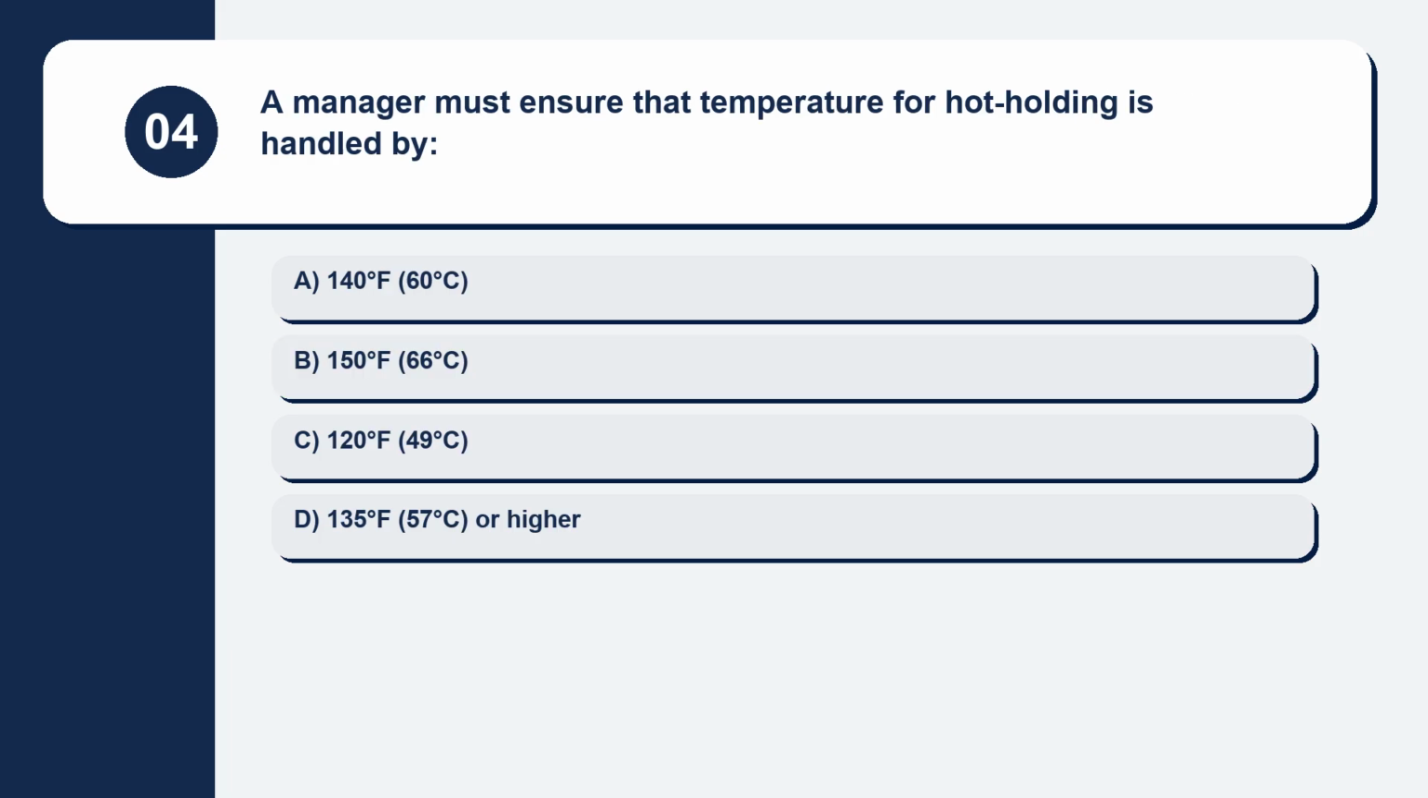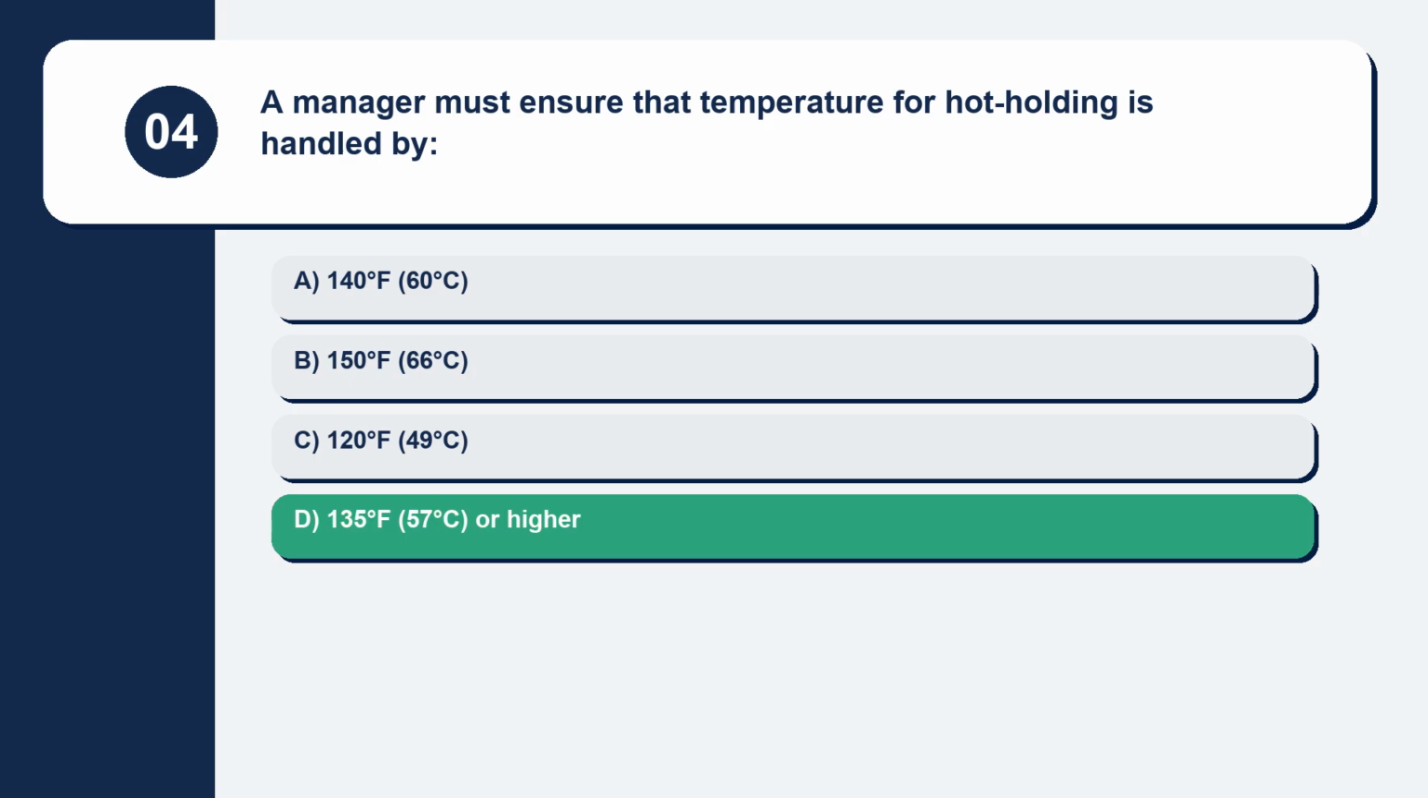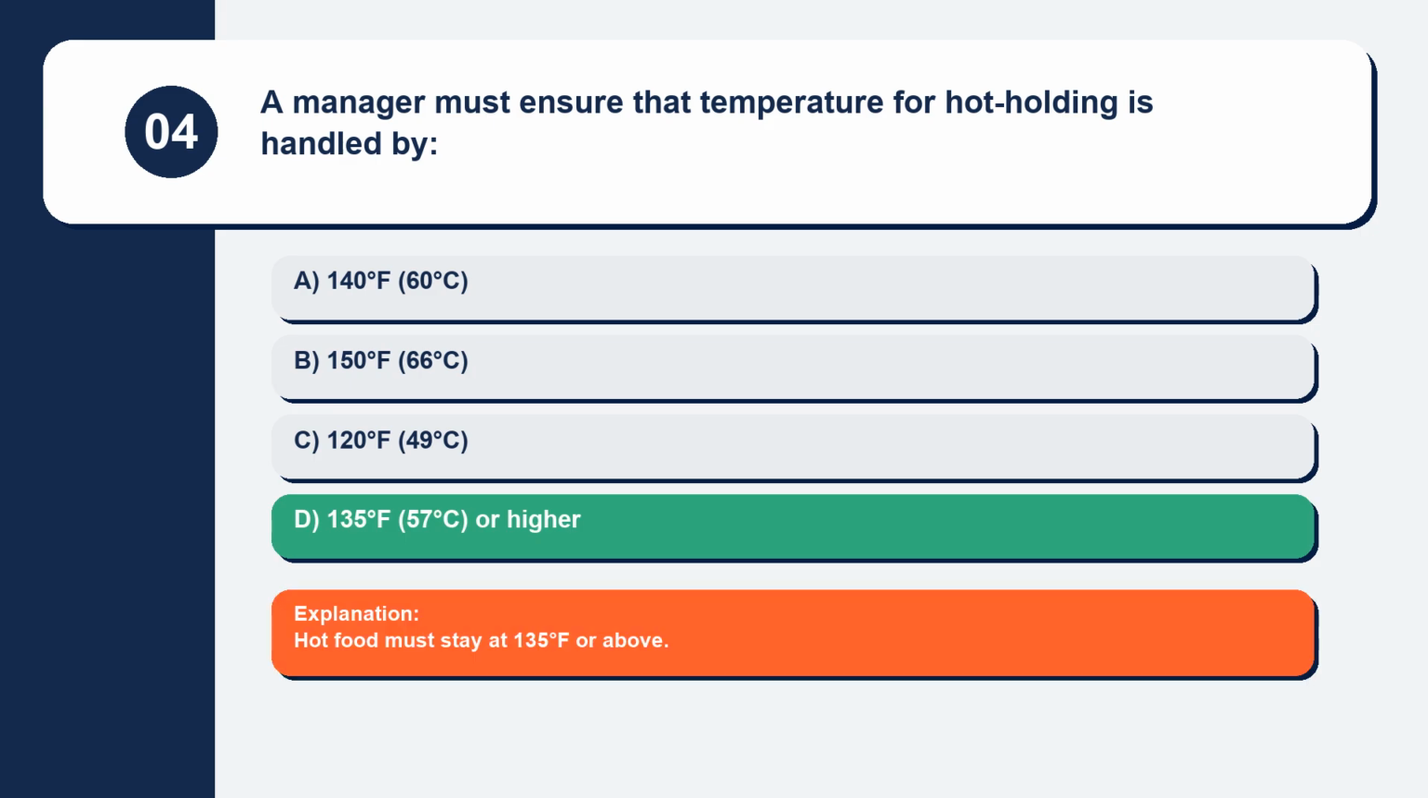Question 4. A manager must ensure that temperature for hot holding is handled by 140 degrees Fahrenheit 60 degrees Celsius, 150 degrees Fahrenheit 66 degrees Celsius, 120 degrees Fahrenheit 49 degrees Celsius, 135 degrees Fahrenheit 57 degrees Celsius or higher. Hot food must stay at 135 degrees Fahrenheit or above.